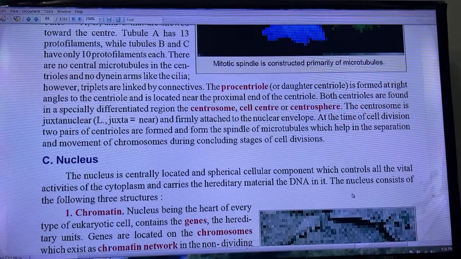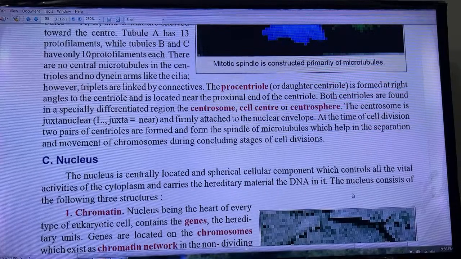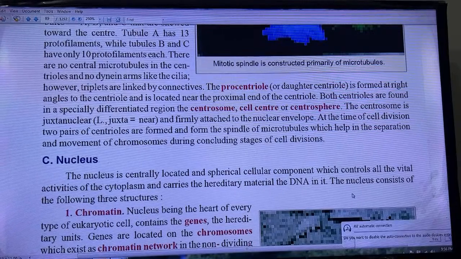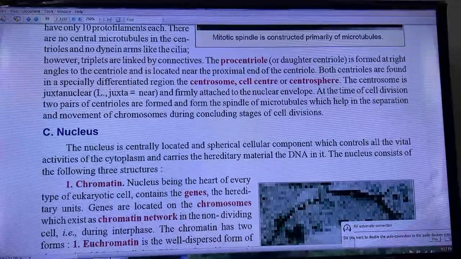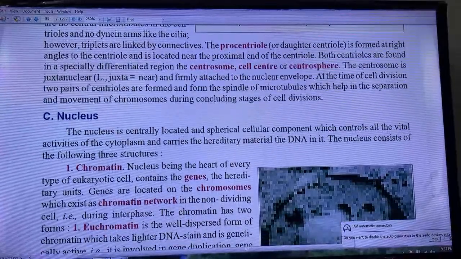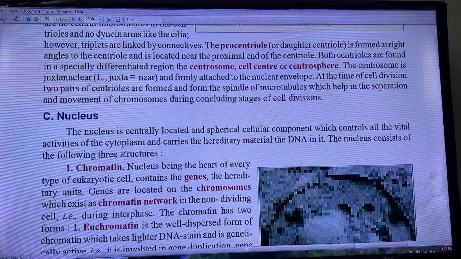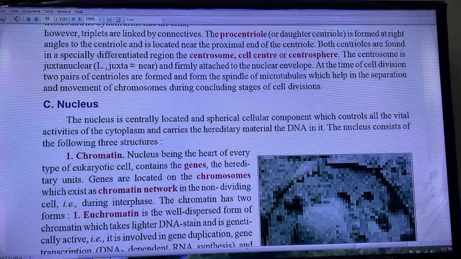Tubule A has 13 protofilaments while tubule B and C have only 10 protofilaments each. There are no central microtubules in the centriole and no dynein arms like the cilia. However, triplets are linked by connectives.